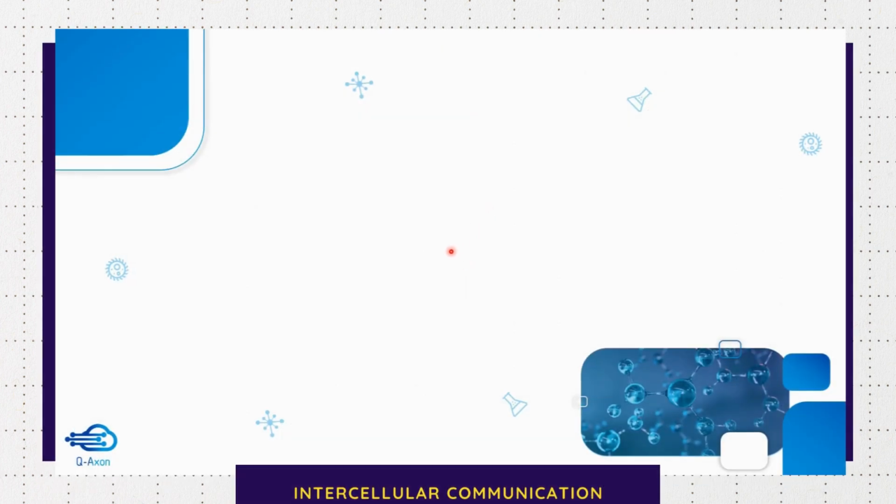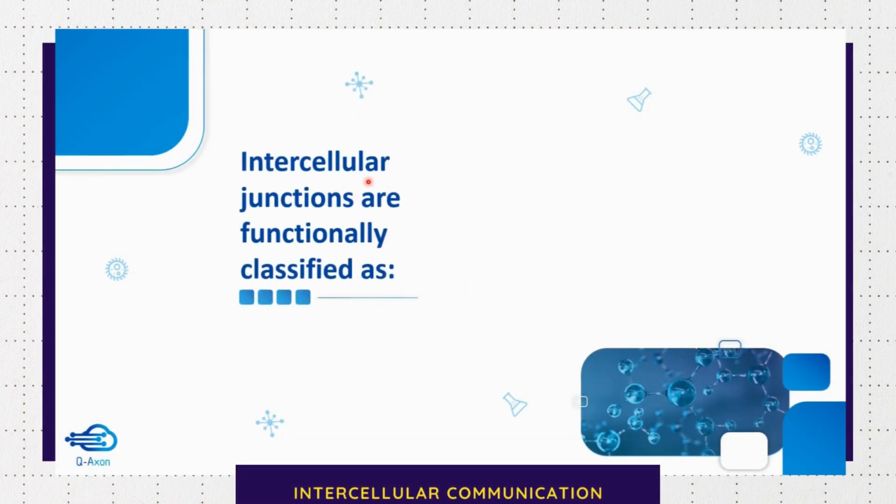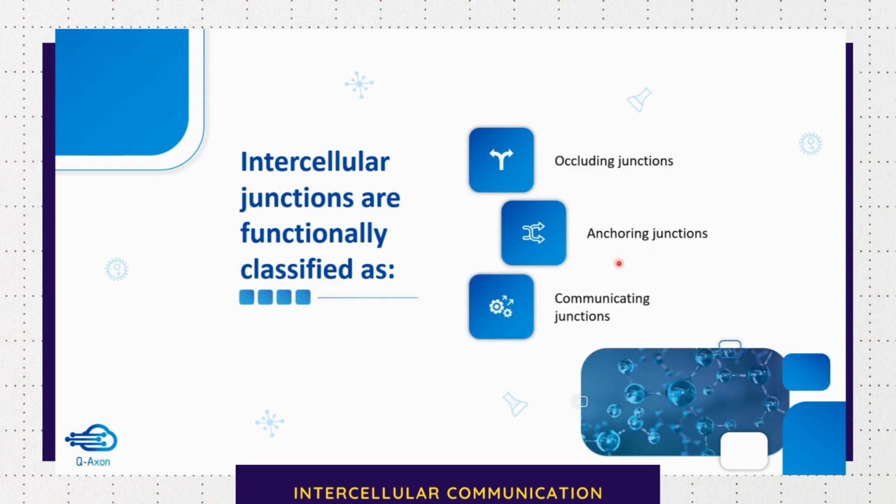So this kind of communication occurs by intercellular junctions. These intercellular junctions are functionally classified as occluding junctions, anchoring junctions and communicating junctions. As the term indicates, occluding junctions are occluding something. Anchoring junctions, anchoring means holding. So these junctions are holding the cells, either together or onto a matrix. And then there are communicating junctions.